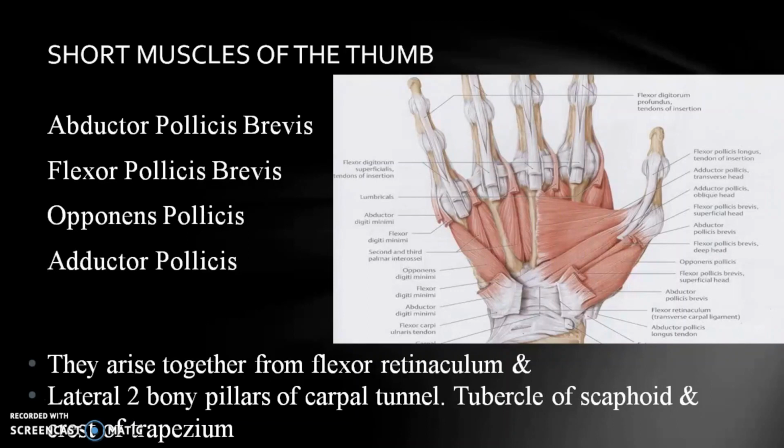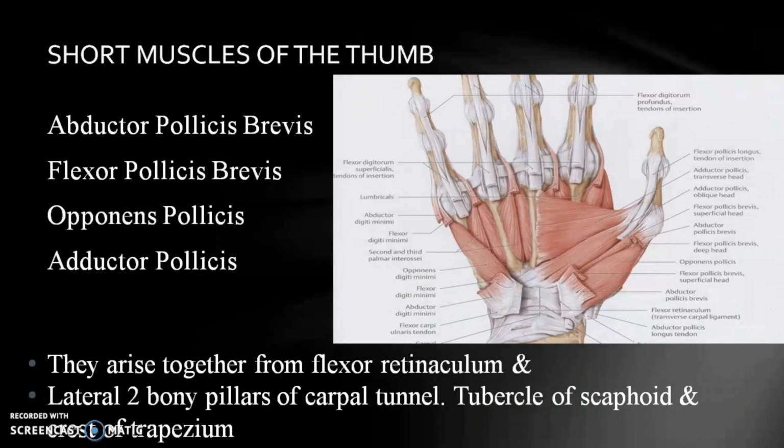And talking about thenar muscles. So thenar muscles, as I said before, we will be having 4 in number: abductor, flexor, opponens, and adductor pollicis. In this, you have to remember all these muscles have a common origin. They arise together from the flexor retinaculum and also from the lateral 2 bony pillars of the carpal tunnel, that is the tubercle of scaphoid and crest of trapezium.